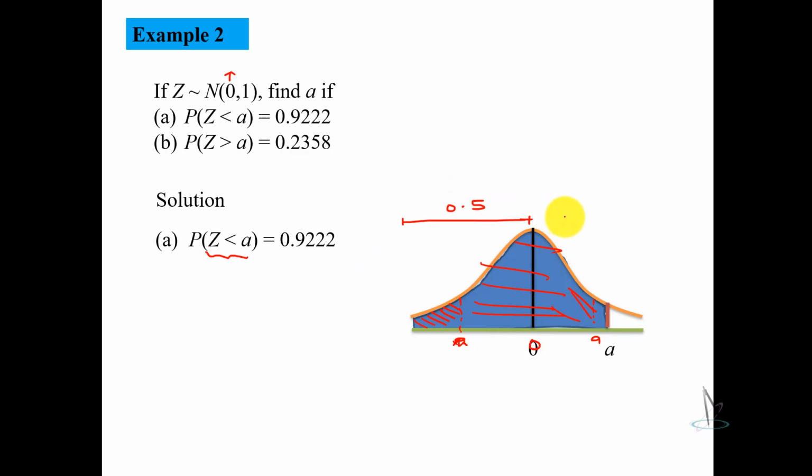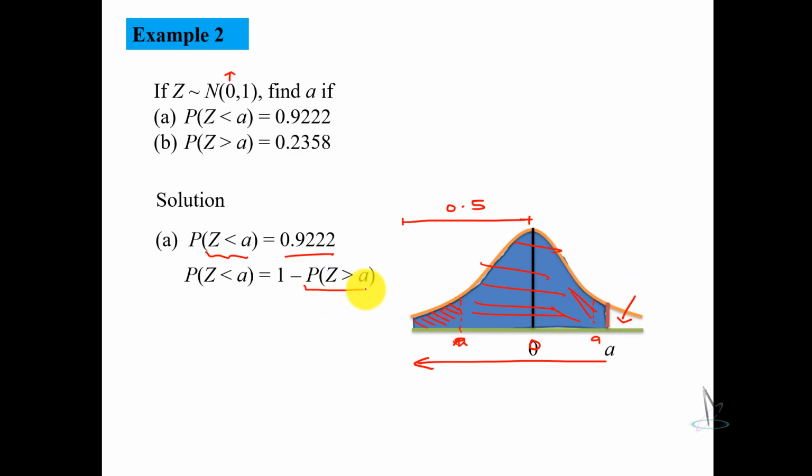Okay, so now how are we going to get the value of A? Basically we cannot use our table because this value is greater than 0.5. So I need to find this small region because that is smaller than 0.5. How do we calculate this small region? Probability for Z less than A is equal to 1 minus probability of Z greater than A. Of course, probability of Z less than A is equal to the total probability, which is 1, minus probability of Z greater than A.